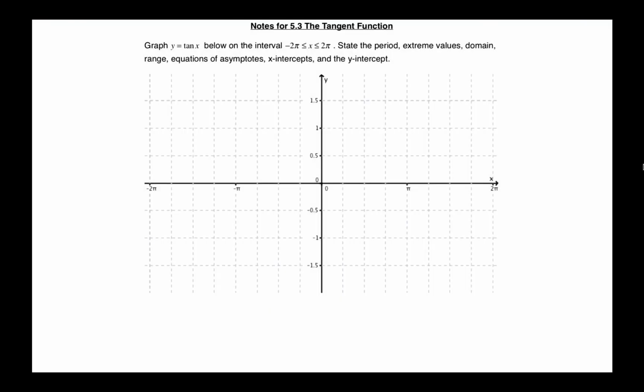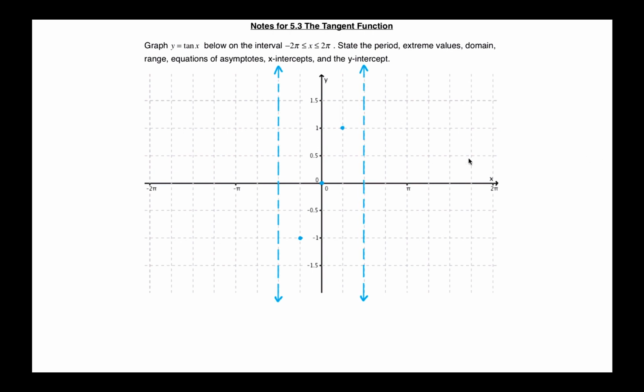So we want to graph y equals tangent x on the interval from -2 pi to 2 pi. And then we want to state some properties like period, extreme values, domain, range, equations of the asymptotes, x-intercepts, and y-intercept. So let's start off with this middle piece here.